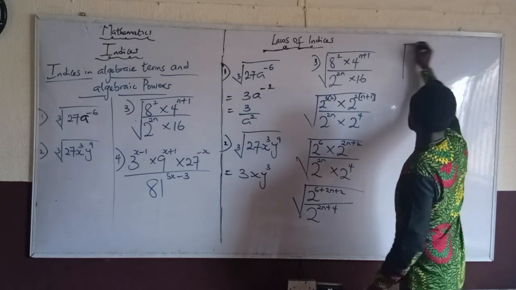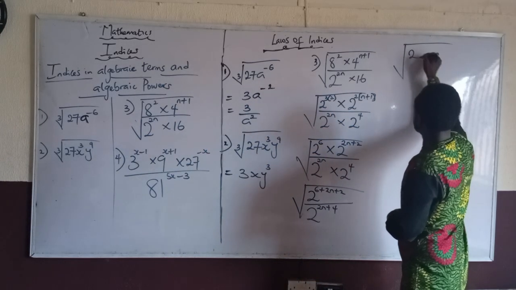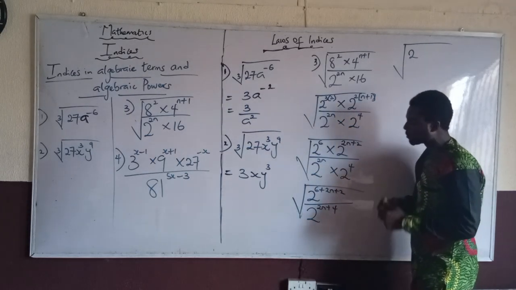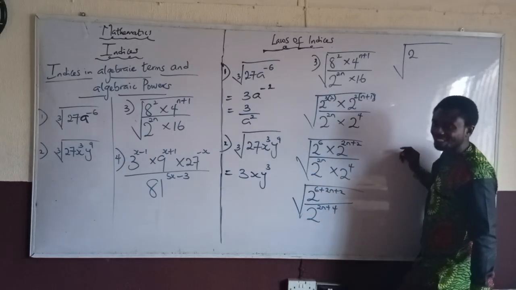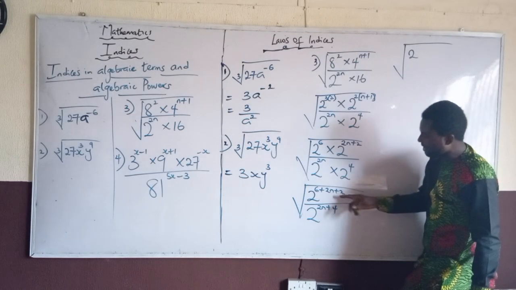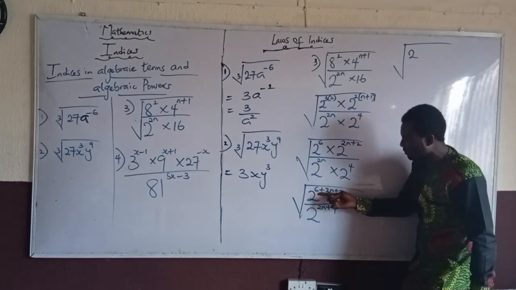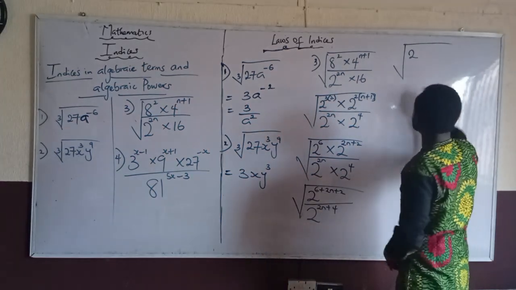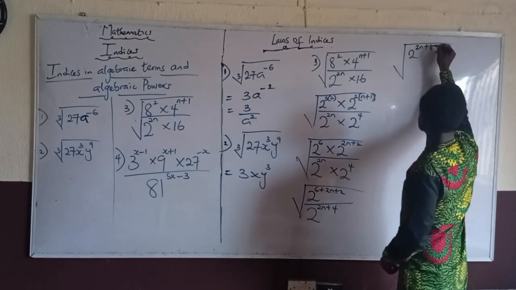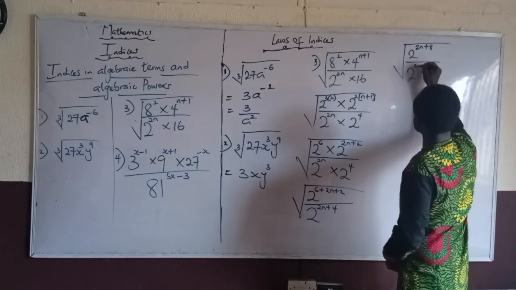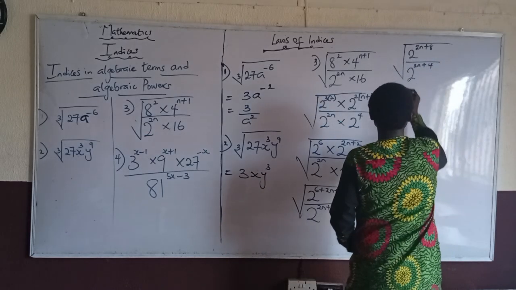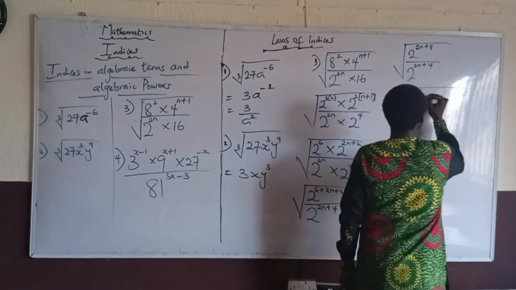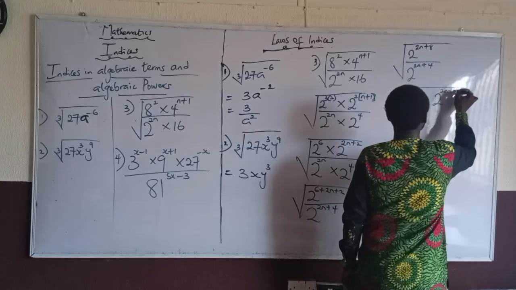So it becomes square root of 2. Now 6 plus 2 is 8. I cannot add 6 plus 2n plus 2n, that would give me 10n. It's very wrong. Because this is a number and letter, it's different from these two that are without letter. So here is 2 raised to power 2n plus 8 divided by 2 raised to power 2n plus 4. So here is square root of 2 raised to power 2n plus 8 divided by 2 raised to power 2n plus 4.